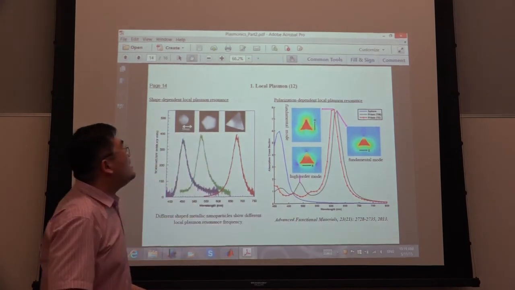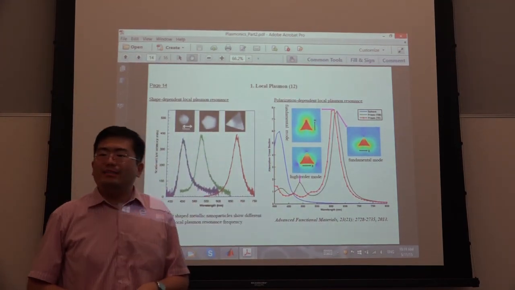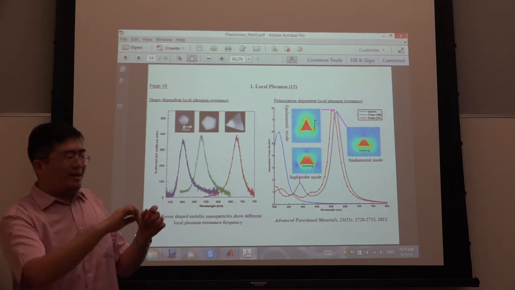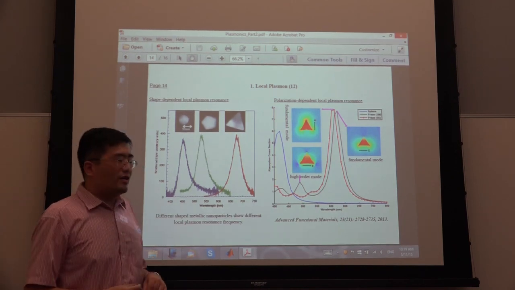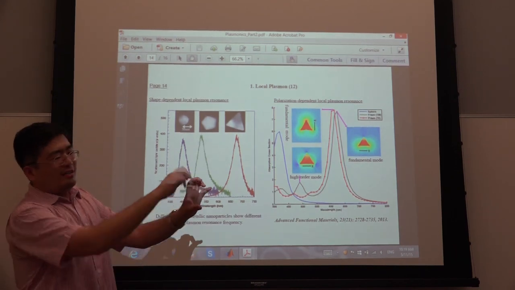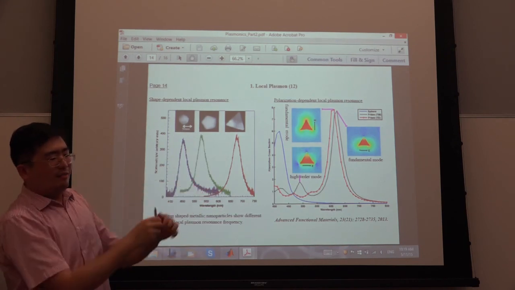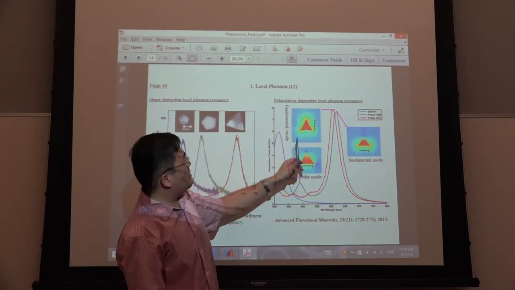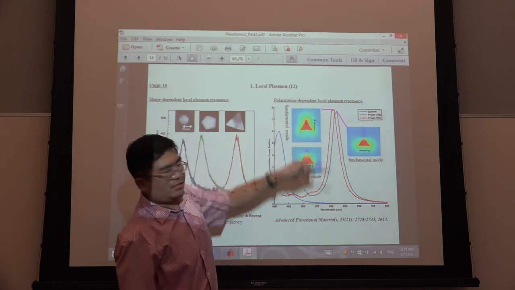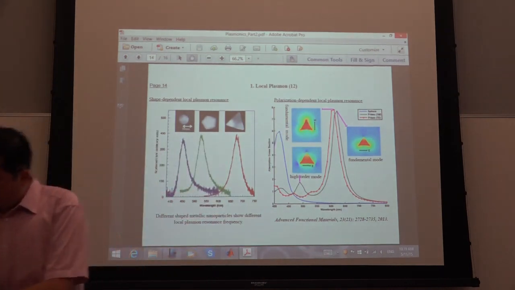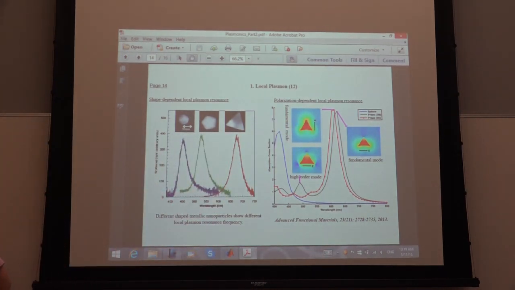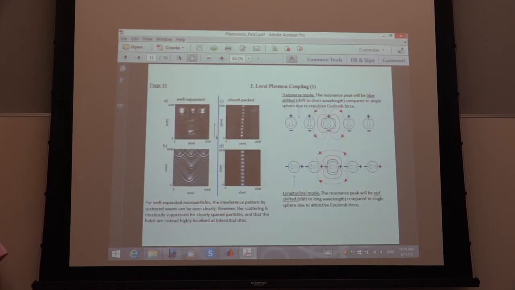This is polarization dependent. For surface plasmons, different polarization excites a different mode. For a sphere, I think it's the same because it's symmetric. For a triangle, it's not symmetric, so this one is different. It's not symmetric; this is the reason it has different modes.